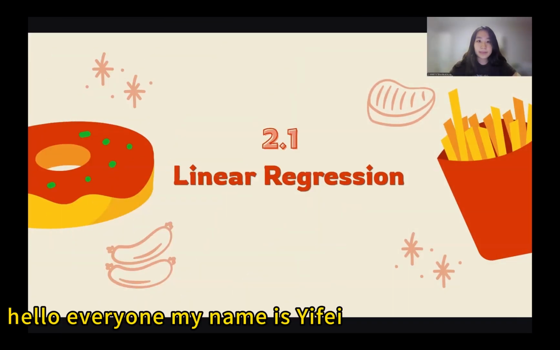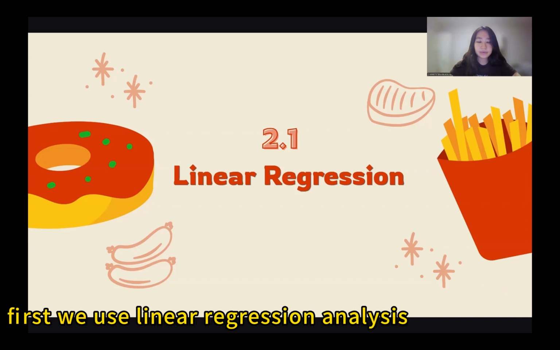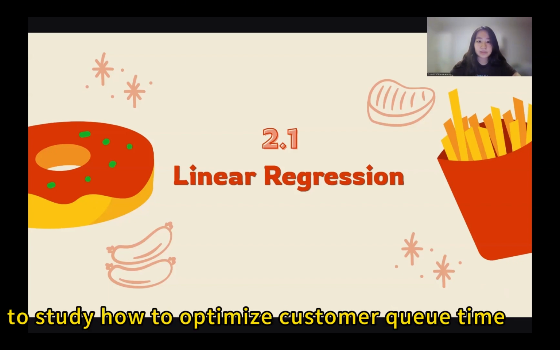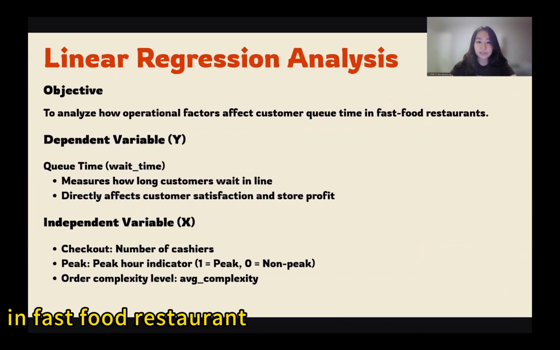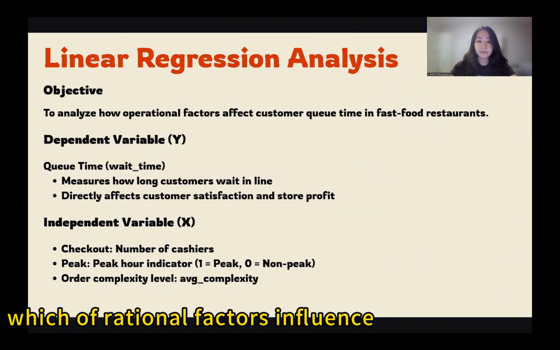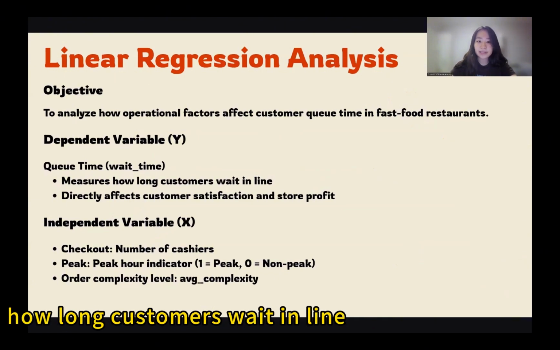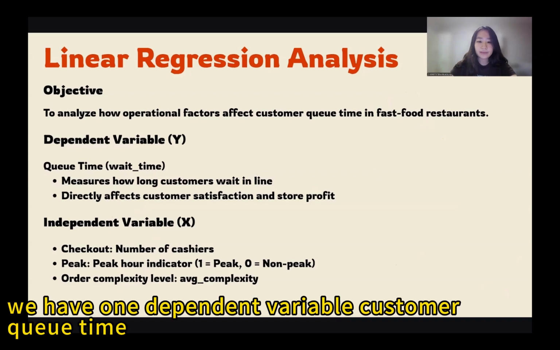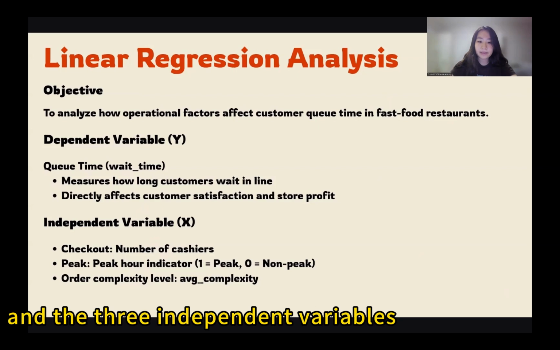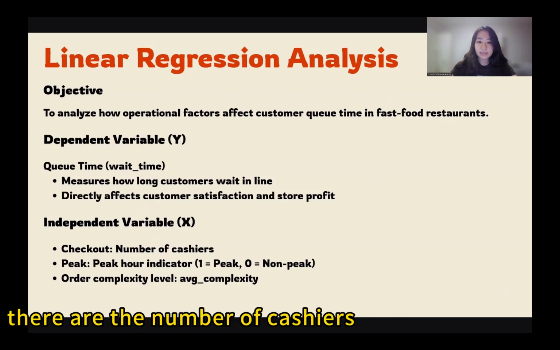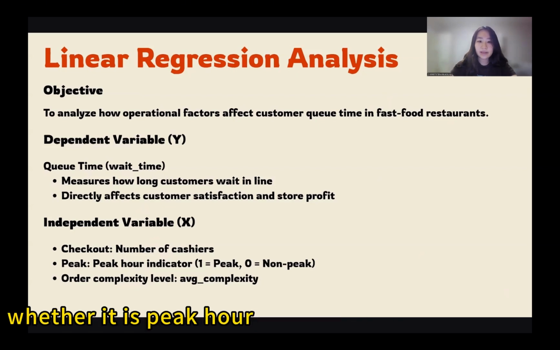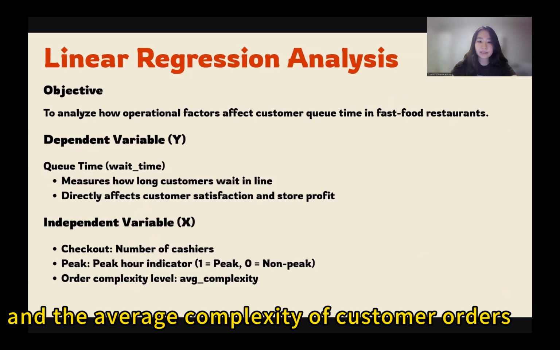Hello everyone, my name is Yifei. First, we use linear regression analysis to study how to optimize customer queue time in fast food restaurants. Our goal is to find out which operational factors influence how long customers wait in line. We have one dependent variable, customer queue time, and three independent variables. They are the number of cashiers, whether it is peak hour, and the average complexity of customer orders.